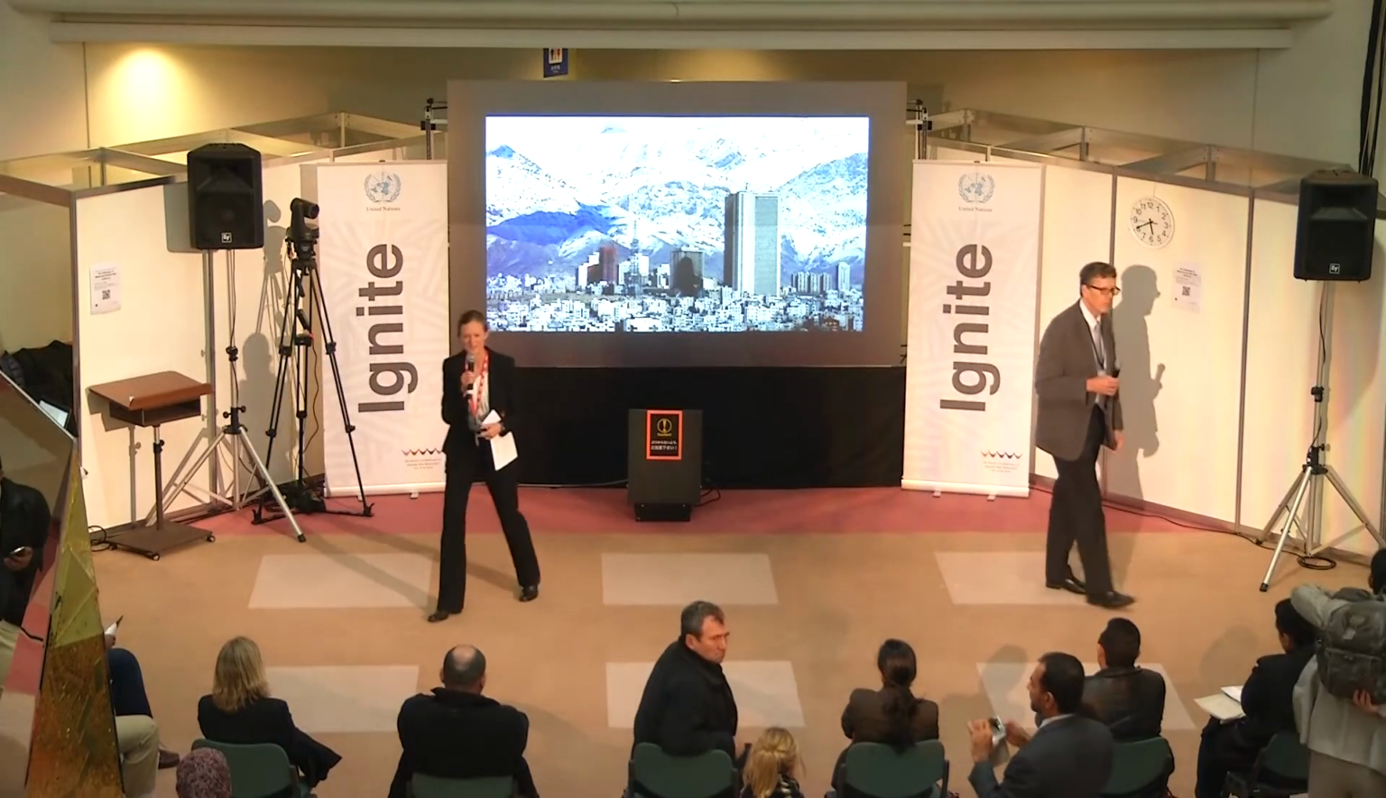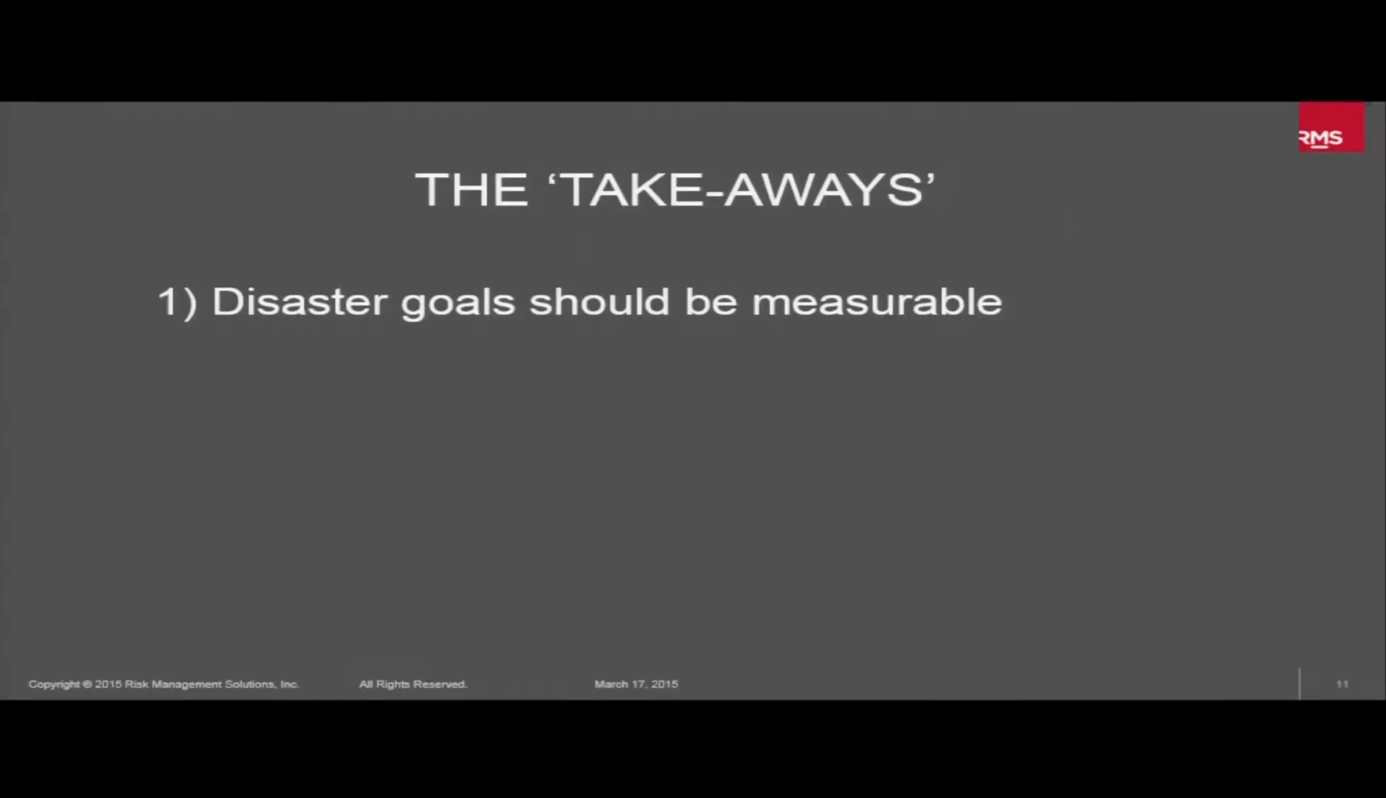So, what would we like you to take away from this talk? 3 things. Number 1, disaster goals should be measurable. We want to strive towards a numerical target, and we want to know if progress is being made. The way we can do this is by making the goals measurable.